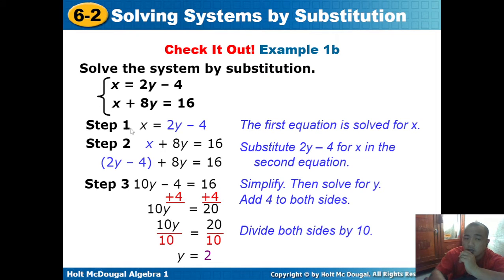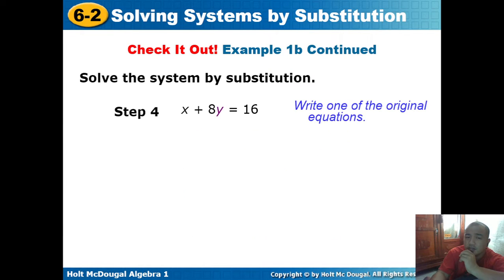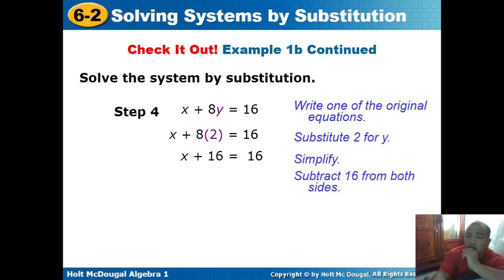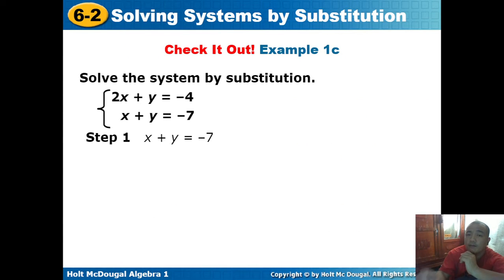What is the value of x? Substitute here in equation 1, x plus 8y equals 16. Or you can also use the other one, either of the two. So in this example, we choose x plus 8y equals 16. 16 minus 16 is 0. x equals 0. So, the answer is 0, 2. Okay, you do the checking for 1B.